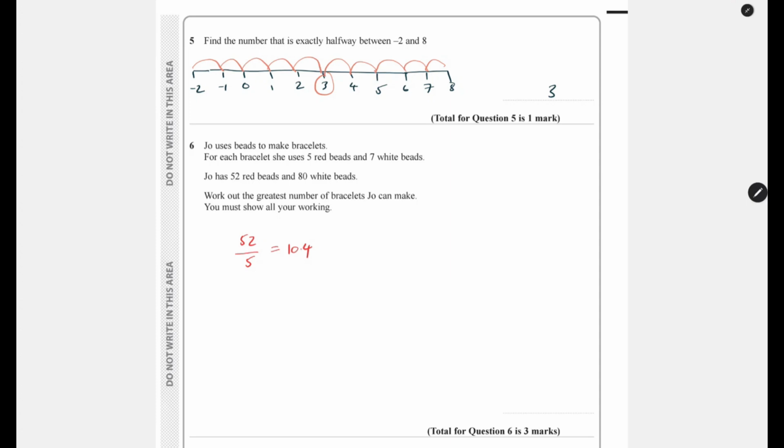She needs 7 white beads, but she has a total of 80. So if we say 80 divided by 7, that is equal to 11.43. And so as we need both, we have to take the smallest number, which is 10.4. We can't have 0.4 of a bracelet, and so we round down, and our answer is 10.